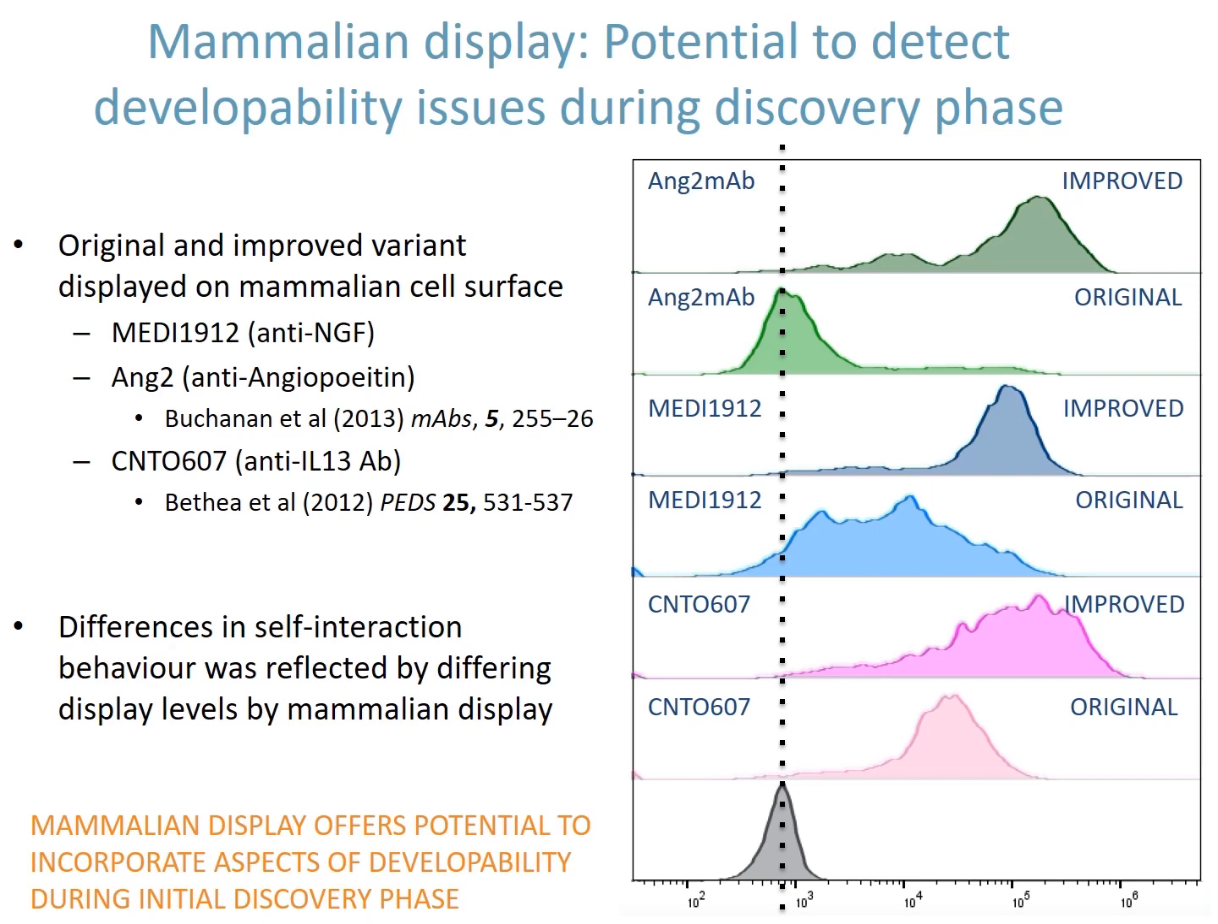We took all 3 of these pairs and put them into the mammalian display system, and as you can see on this histogram, we could indeed see differences in presentation level of the improved clone compared to the original parental antibody. So these differences in self-interaction or other problems appear to be reflected by differing presentation levels on mammalian display, opening up, we believe, the idea of even incorporating this into the discovery process.